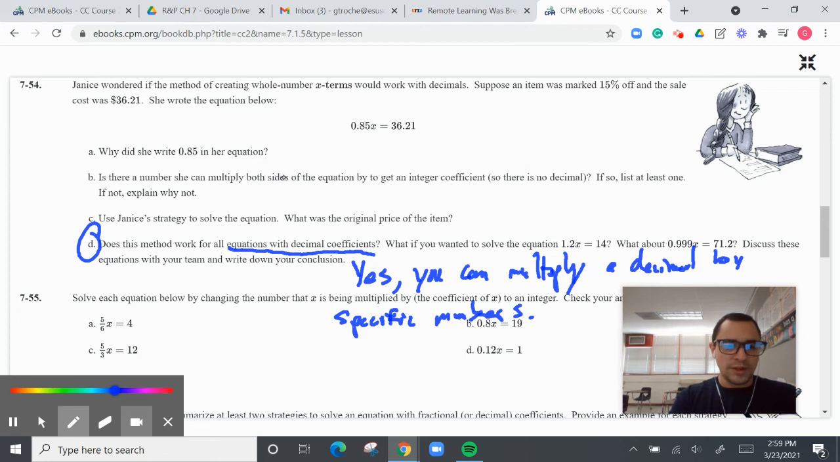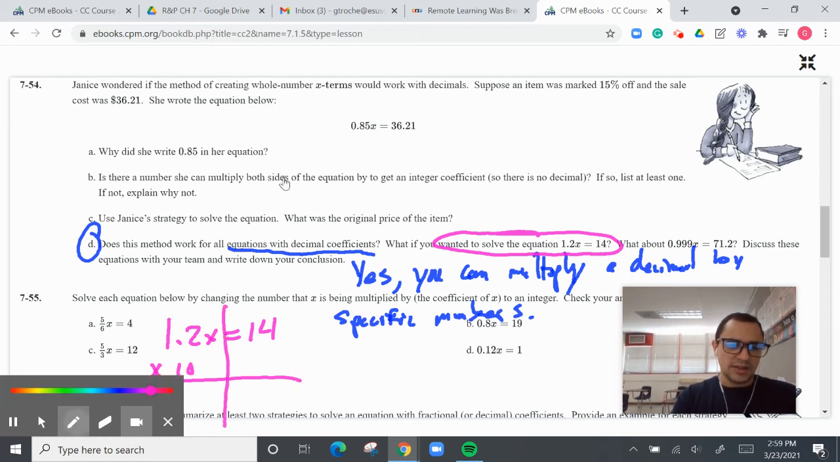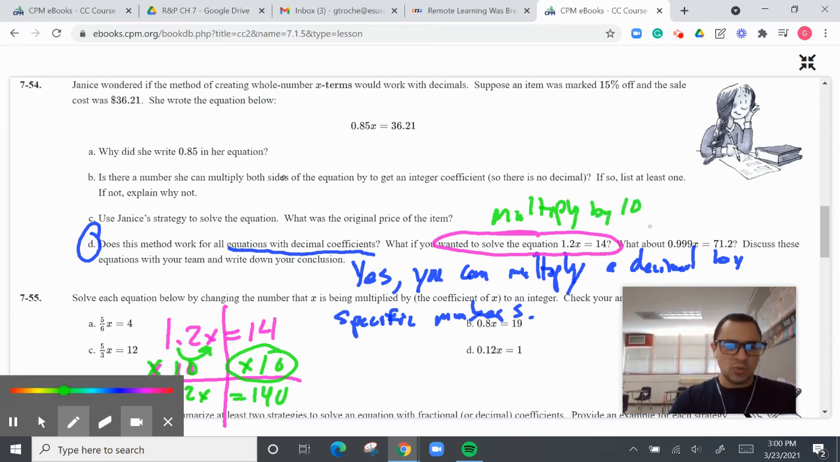So let's say, what if we wanted to solve 1.2x equals 14? What do I multiply by? You actually multiply by just 10, right? If you multiply by just 10, you move the decimal one spot, so that's 12x equals 140. So multiplying by 10.